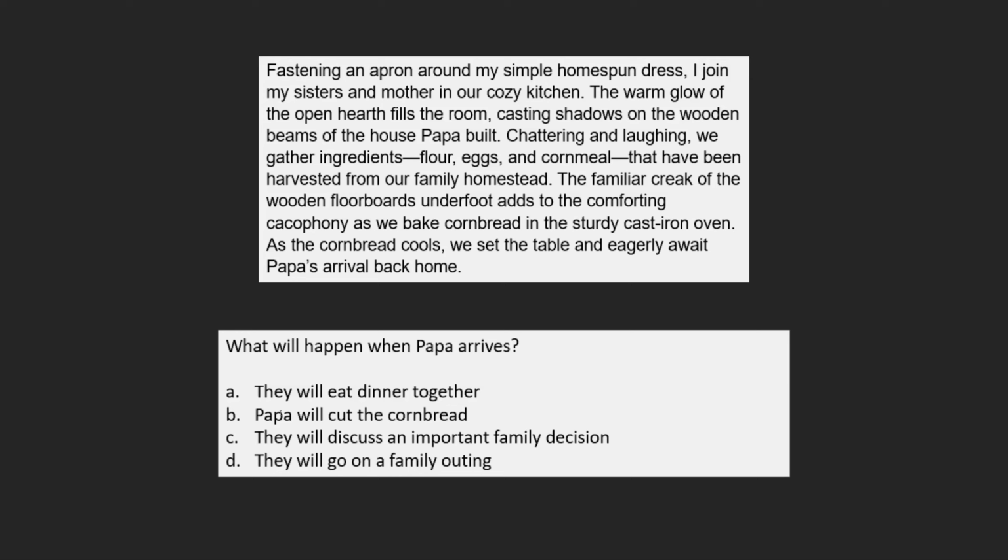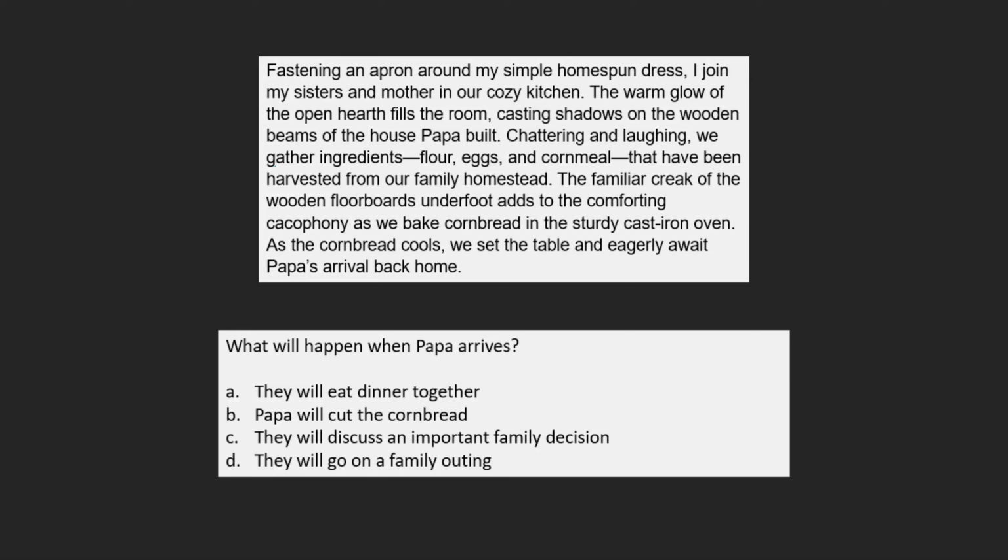What will happen when Papa arrives? A. They will eat dinner together. B. Papa will cut the cornbread. C. They will discuss an important family decision. Or D. They will go on a family outing.